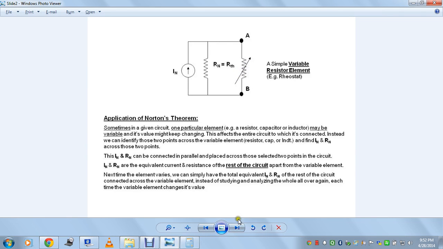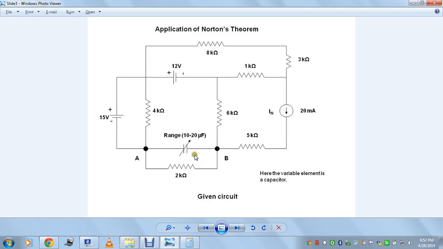So we'll see what circuit we will be dealing with in the actual practical case. Here we have a circuit, and in this entire given circuit you have a capacitor whose value has a variable range from 10 picofarad to 20 picofarad. This is the pico symbol. 1 picofarad is nothing but 10 to the power minus 12 farad. So the range is 10 to 20 picofarads.